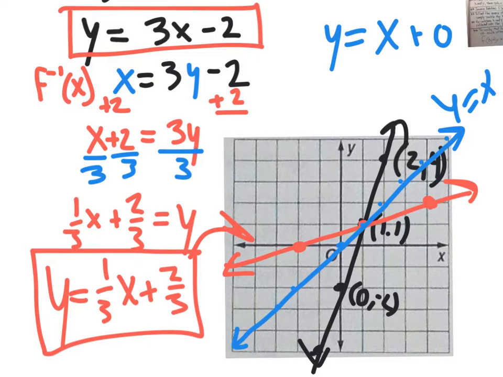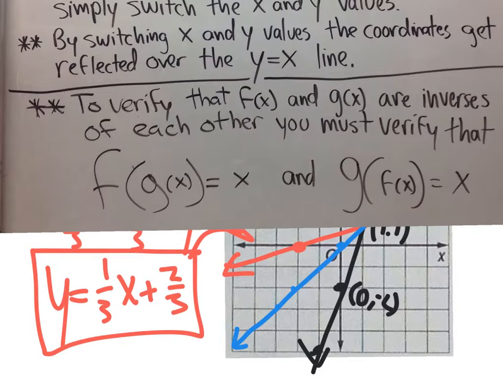Let's move on to the new part of inverses, which is the last part of our notes today. The last part of our notes says that in order to verify that f of x and g of x are inverses of each other, you must verify that f of g of x equals x.